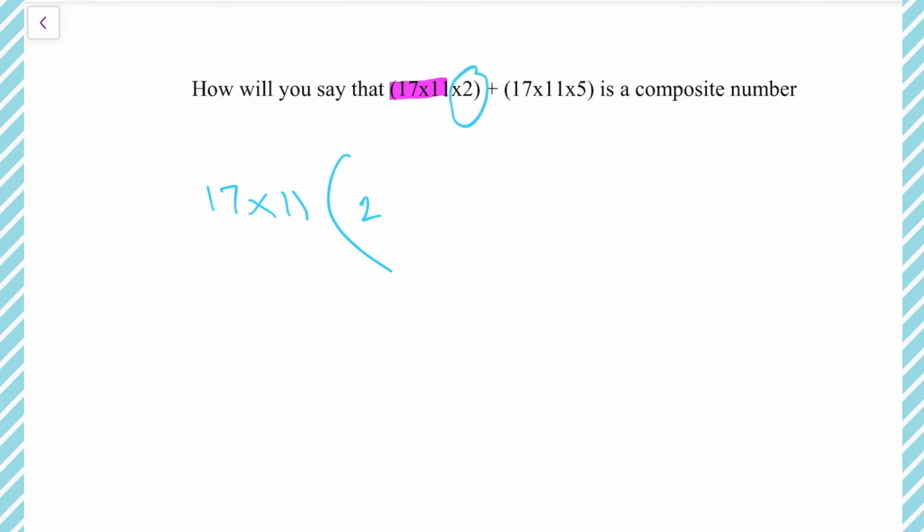Now between the two terms, plus symbol is there, so keep that plus symbol here. Next thing is, from the second term also we took 17 into 11 outside. Now if we take 17 into 11 outside, what do we remain with? Only the number 5. Write that number 5 here. So now 17 into 11 into 2 plus 5, it is 7.